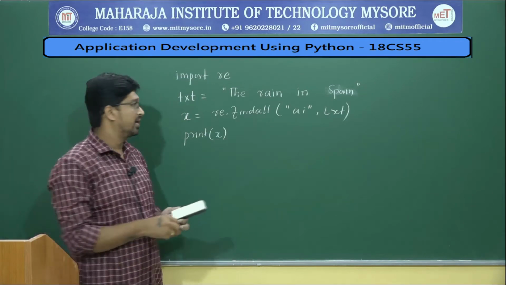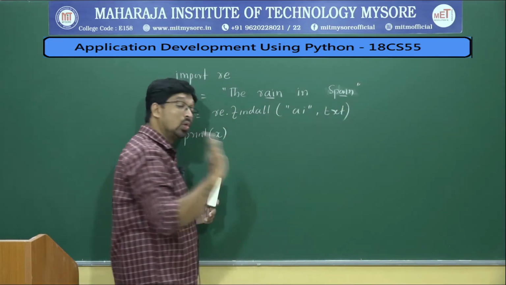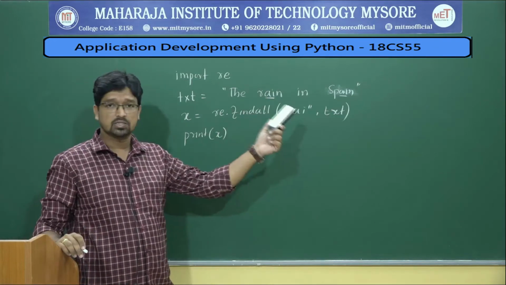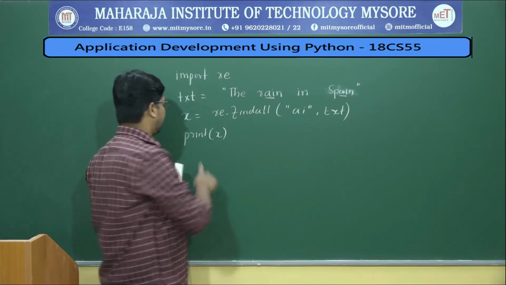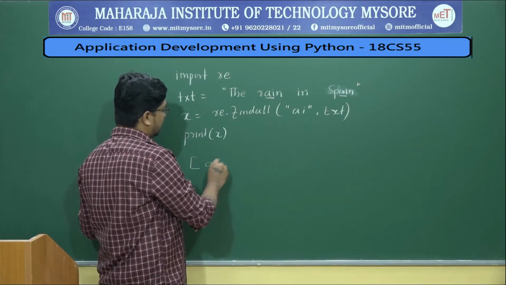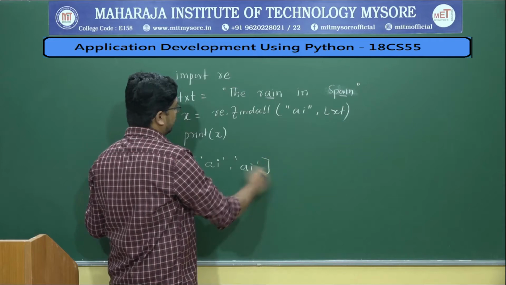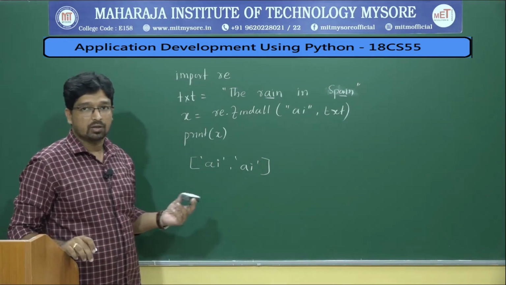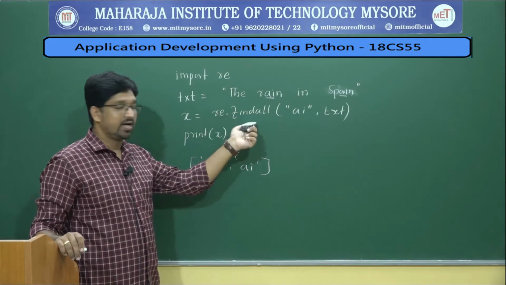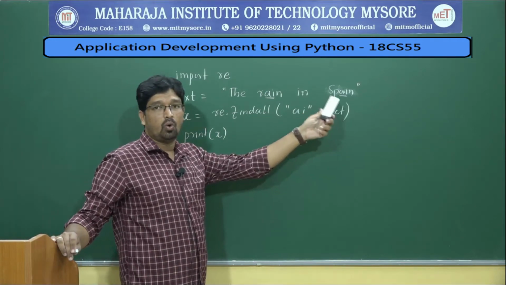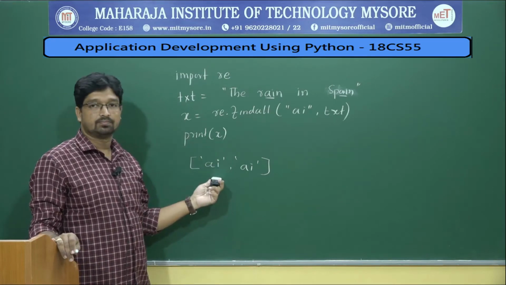Can you find the "ai" characters? There is an "ai", and there is one more "ai". So there are two occurrences. When you print the x value, you will get the list "ai", "ai". This is how you find the matching strings. The result will be a list. In re.findall, you give whatever string you want to match and the input, and then you print x, which will be a list.